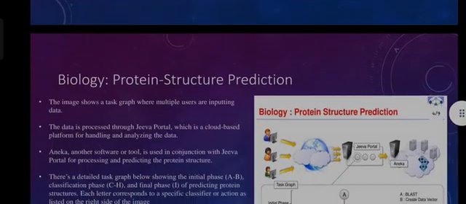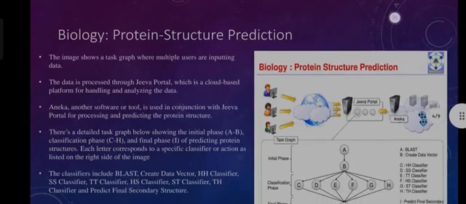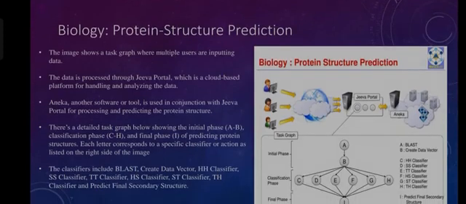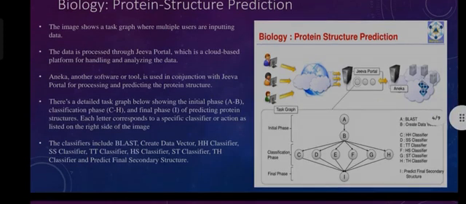Next, biology: protein structure prediction. The image shows a task graph where multiple users are inputting data. Then the data is processed through the Jeeva portal, which is a cloud-based platform for handling and analyzing the data. Aneka, another software tool, is used in conjunction with the Jeeva portal for processing and predicting the protein structure.